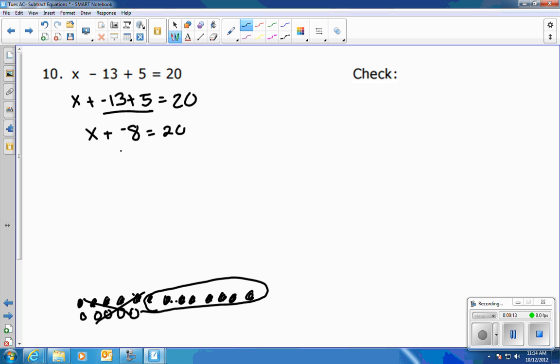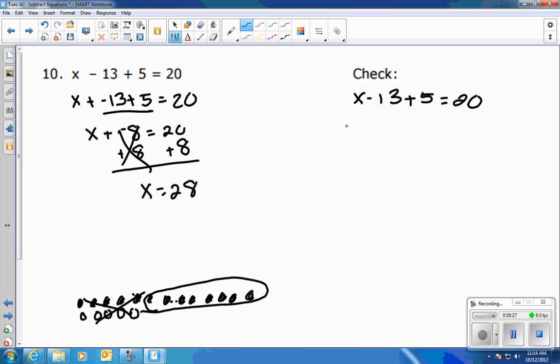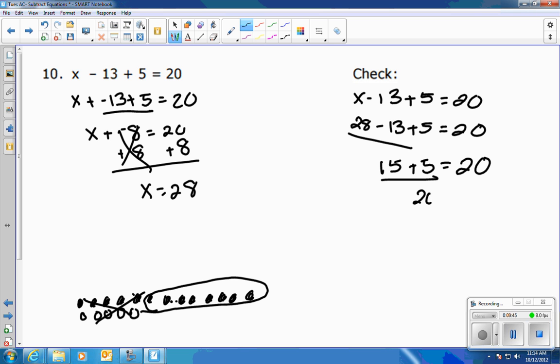So how do I get rid of a negative 8? With a positive 8. That goes away, and I have x equals 28. This would be a very good time to check your work. 28 minus 13 is 15. 15 plus 5 is 20. So did I get it right? Yes, I did.